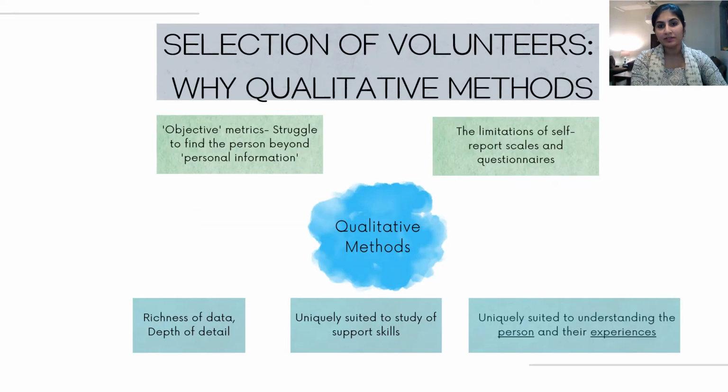While selecting volunteers, we were keen to locate individuals who had not just the right qualifications, but also a set of supportive attitudes, experiences, and skills. We found that qualitative methods were uniquely well suited to this pursuit, allowing us to focus on the person and process behind peer support. This allowed us to move beyond self-reported skills and analyze the skills themselves directly.